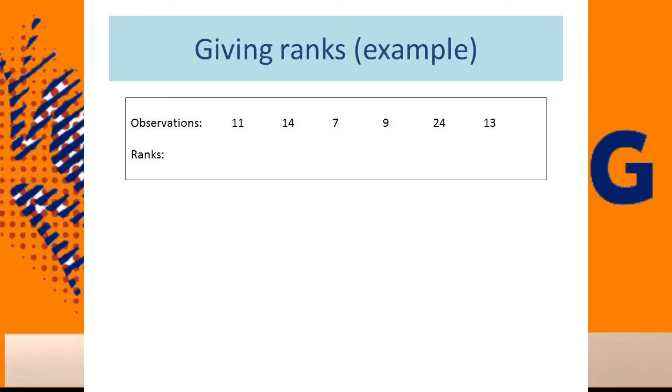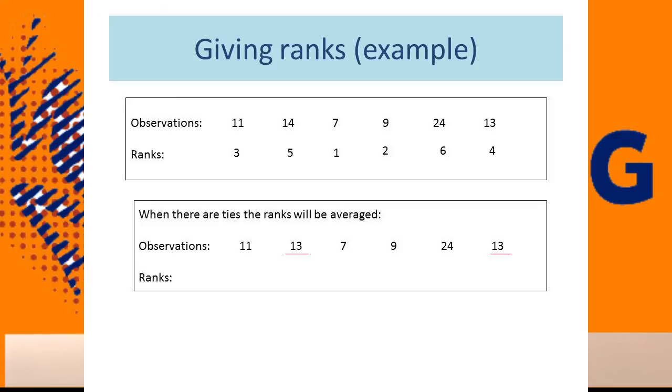Before showing the Wilcoxon signed rank test, first a simple example of giving ranks. If we have these 6 observations, the smallest observation will get rank number 1, the next number 2, 3, 4, 5, and the largest observation will get number 6. If there are any ties, these observations will get the same rank number, which is the mean of the original ranks. So in the second example, the observations with value 13 will both get rank number 4.5.